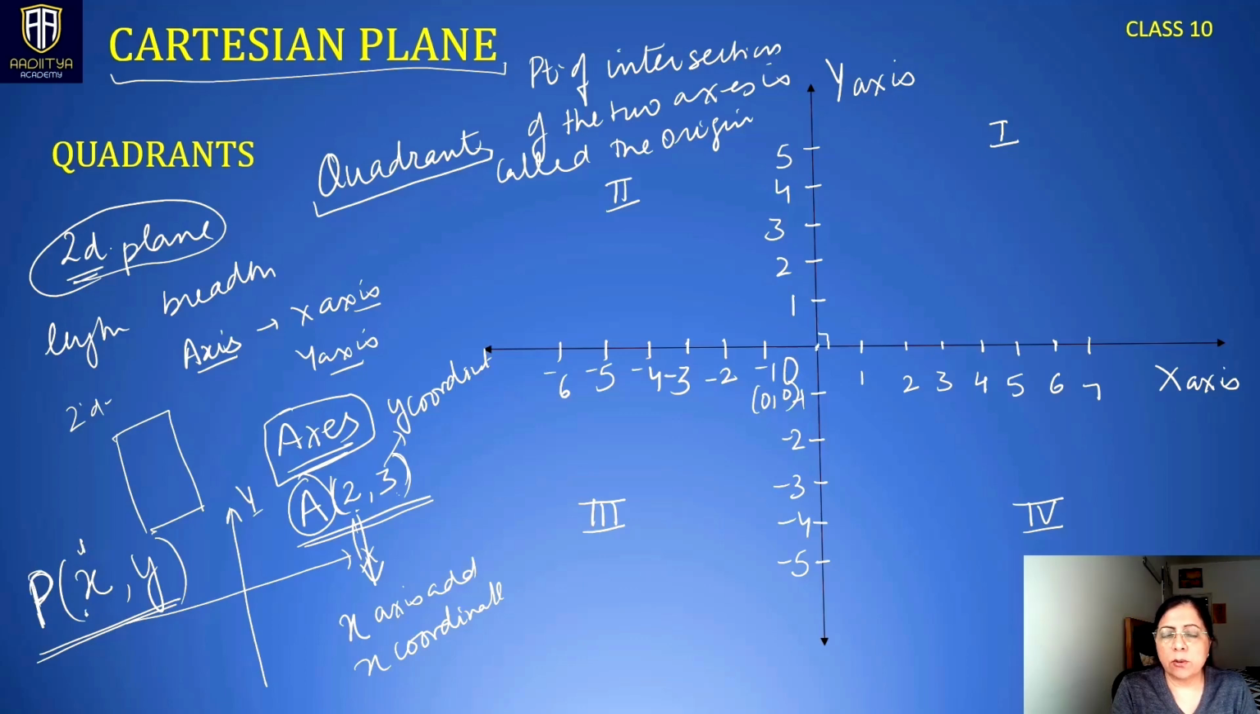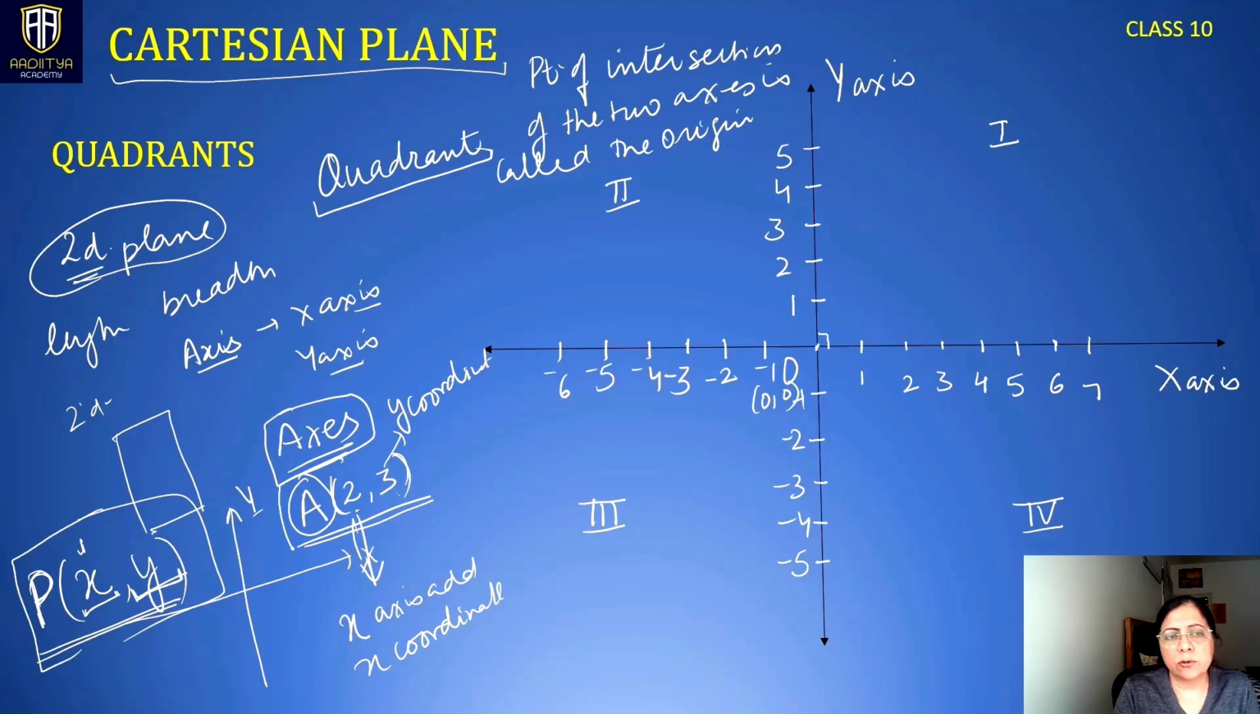The first address is about the x-axis. The address of the point with regard to the x-axis is represented by the x-coordinate, and the address of that point on the y-axis is represented by the y-coordinate. So, this is the symbology of a point. Now, if I have to plot a point on this Cartesian plane, how can we do that?